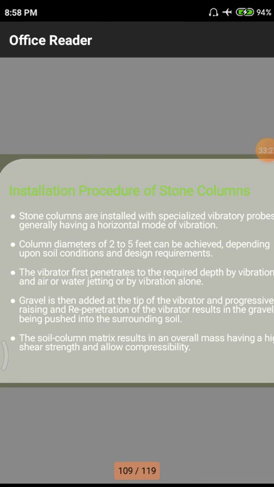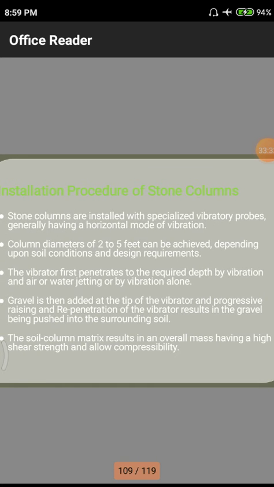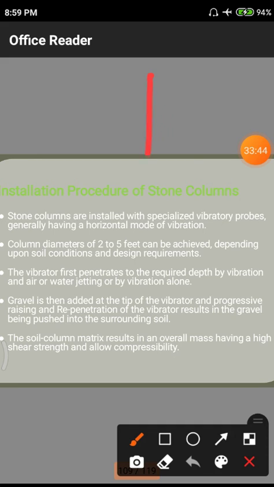Particularly these vibratory probes are used in the construction of stone columns with a horizontal mode of vibration. That means horizontal mode, not vertical mode. Vertical mode means along the y-axis. Here we are using horizontal mode, so the probe has to move like this. Next, the column diameter is 2 to 5 feet, that means 24 inches to 60 inches, depending upon the soil conditions and design requirements.